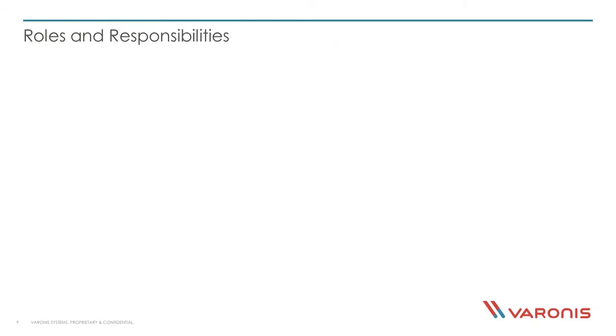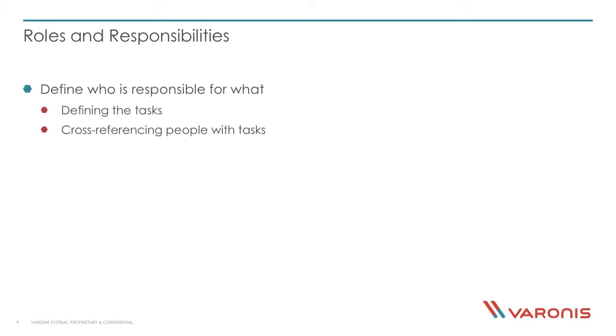In the stakeholders section, we should also define the roles and responsibilities in the plan. We need to define who is responsible for what, which means we need to define the main tasks during incident response and cross-reference them with people from the stakeholder list. There are several ways of doing this cross-reference, but my favorite one is using a RACI matrix. If you're familiar with project management, you probably know it. It is a matrix that for each task defines who is responsible, accountable, consulted, and informed.